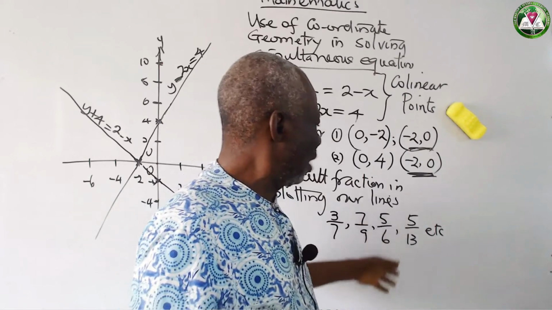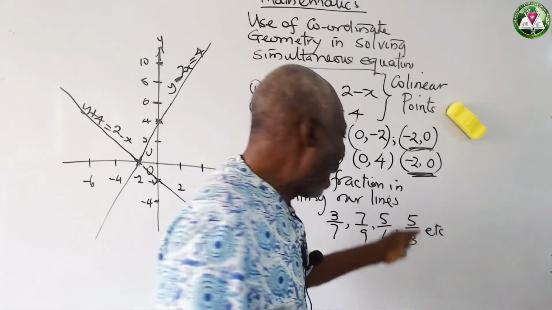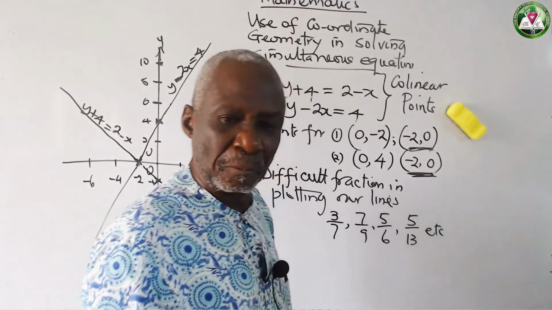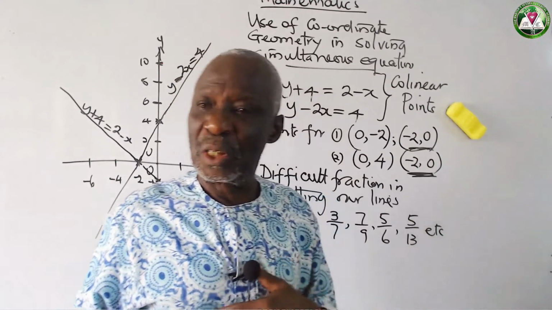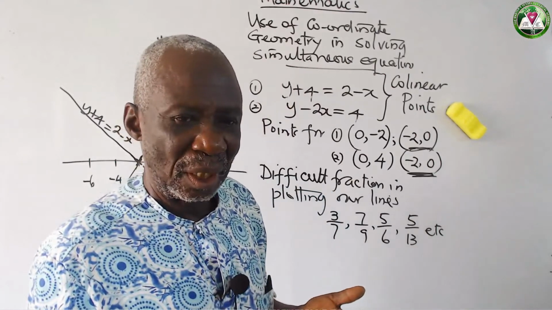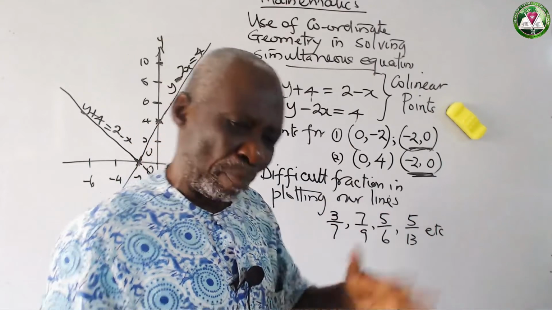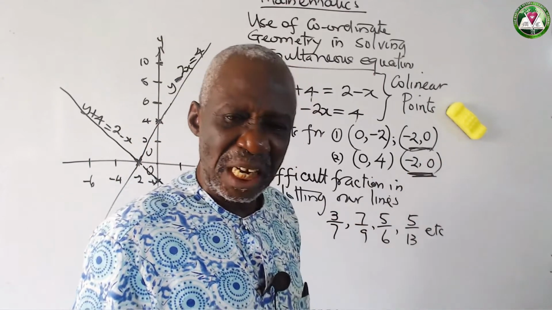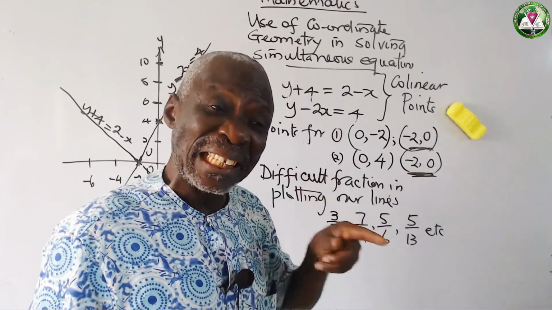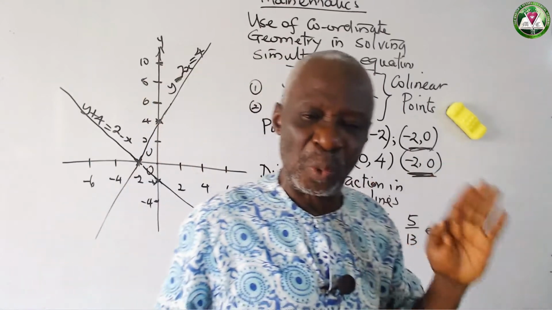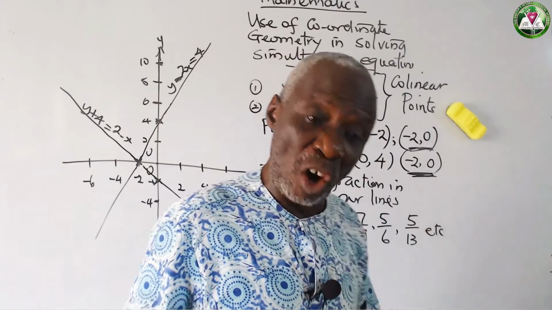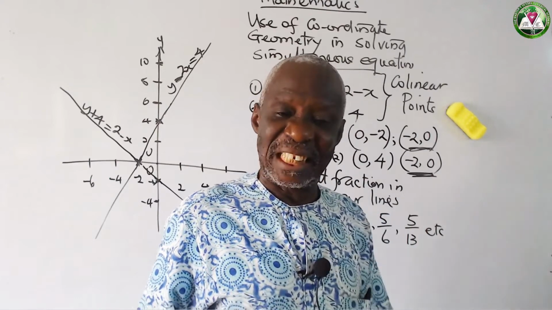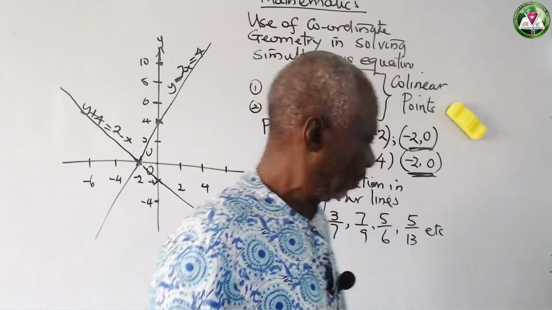Suppose you have 3 whole number 5 over 13. Where will that 5 over 13 be? It will lead onto assumption. It will lead onto approximation. You look at it and say approximately this. And when you plot it, the final solution you will get from your graph will be wrong, because I've already started on a wrong premise.